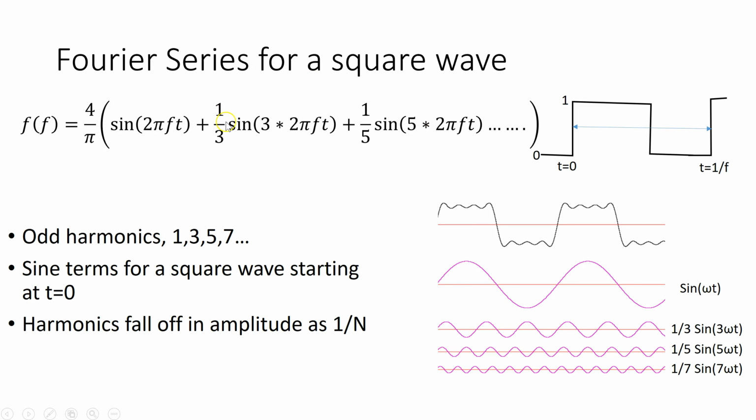The coefficient turns out to be very simple. It turns out to be just 1 over n for the nth harmonic. So we have 1 for the first harmonic, 1/3 for the third harmonic, 1/5 for the fifth harmonic, and so on. This representation here shows you first of all the fundamental sine wave at the fundamental period of the square wave. Then the subsequent plots here show you the harmonics at 3, 5, and 7 times the frequency, diminished to 1/3, 1/5, and 1/7 of the fundamental amplitude.